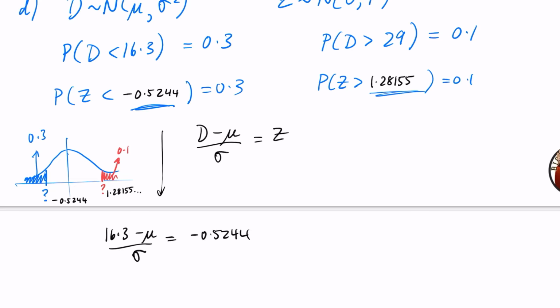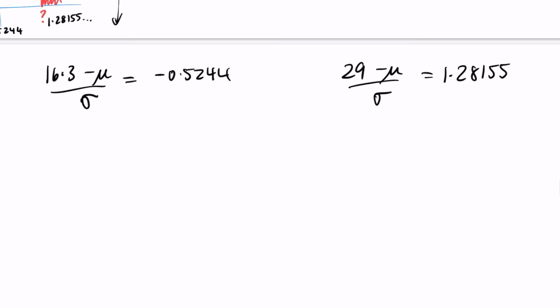I will do the same thing over here. I'm going to take the D value, which is 29. I will subtract the mean and divide by the standard deviation, and that will give me the Z value, which is 1.28155. We now just have simultaneous equations.